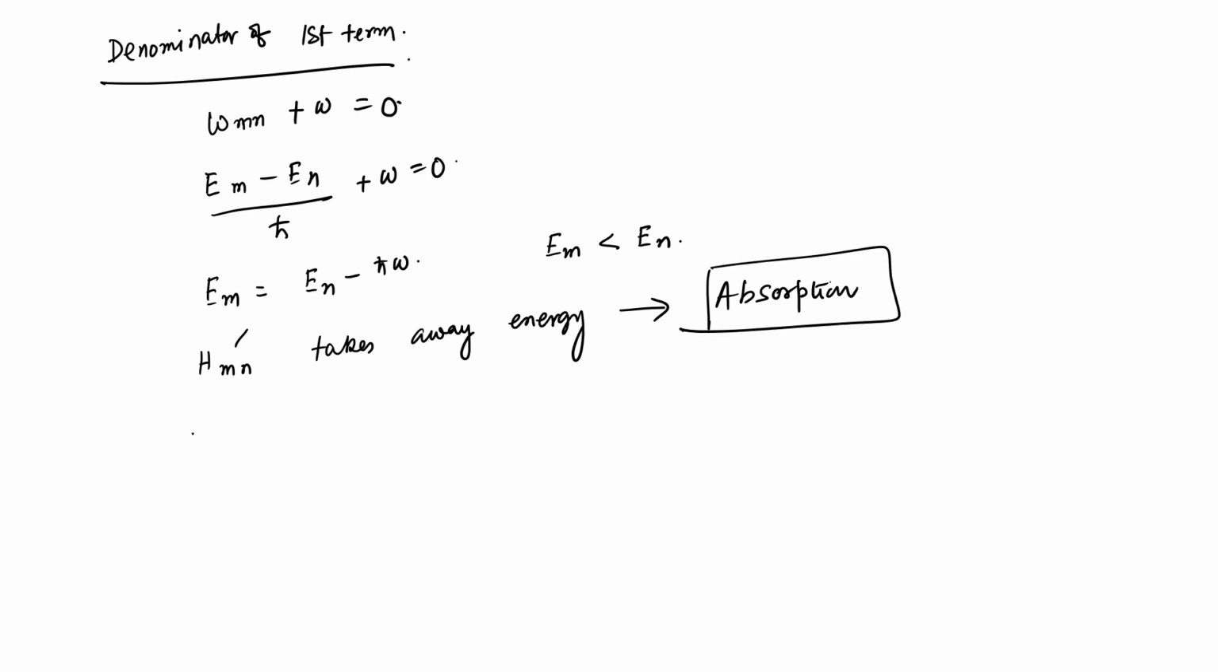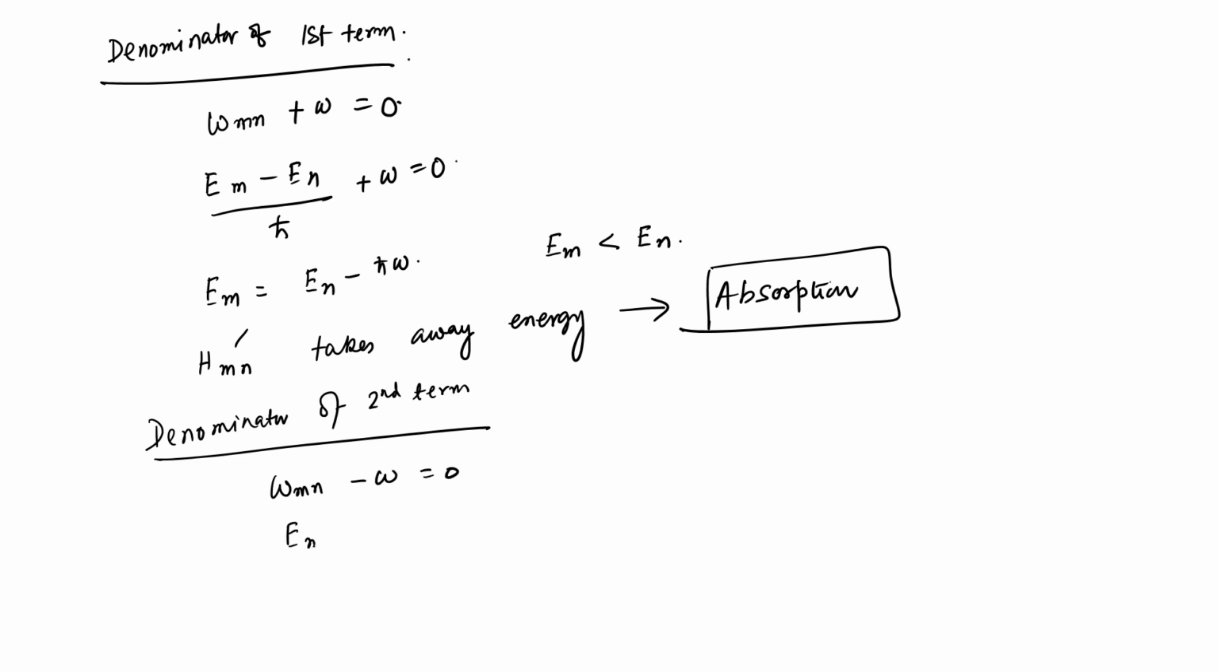Okay. And if you look at the denominator of the second term, and when it diverges, so you have omega_mn minus omega equal to 0, and that gives you finally E_m equal to E_n plus h cross omega. So, your final state has energy larger than the initial state, and this is called emission. So, emission is coming down from a higher state to a lower state, or rather m is greater than n, and the reverse actually happens when you have absorption.